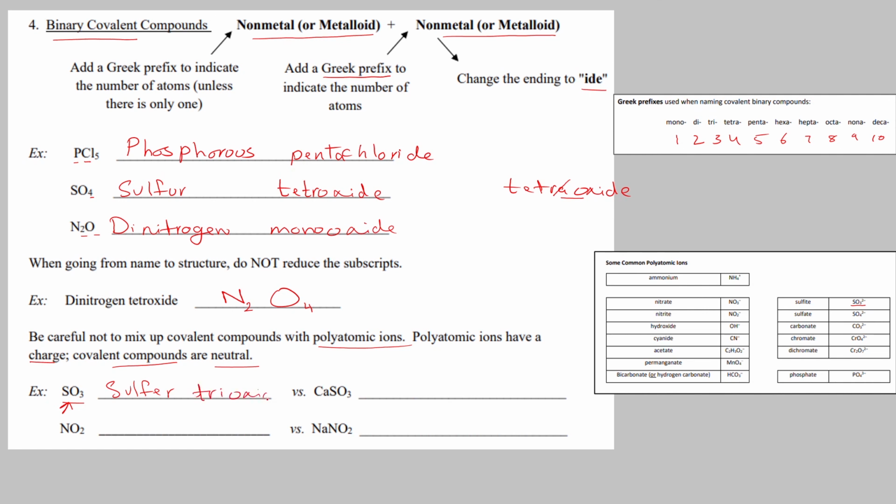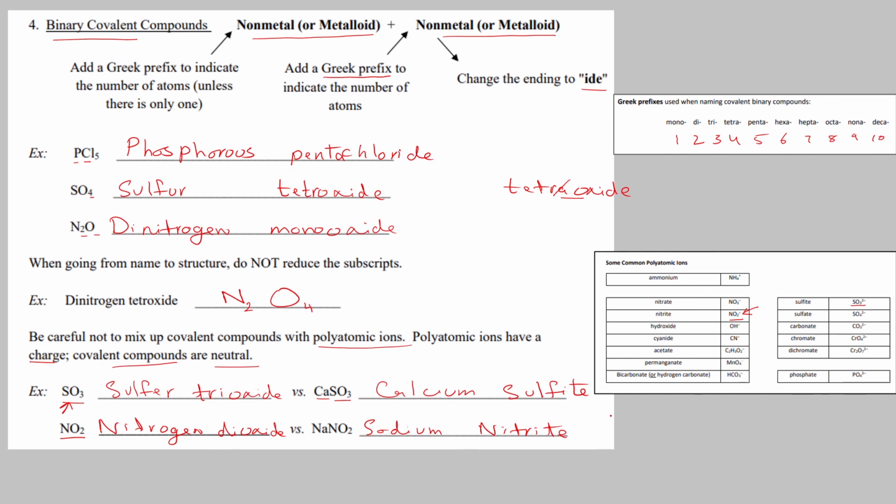trioxide. Versus if you have a compound between a metal and a polyatomic ion, the name is going to be calcium sulfite. Here you have nitrogen dioxide. This NO2 looks very similar to the nitrite that we have, NO2 with -1, but this nitrite is a polyatomic ion. So when we are using a polyatomic ion in an ionic compound, it is going to be sodium nitrite.